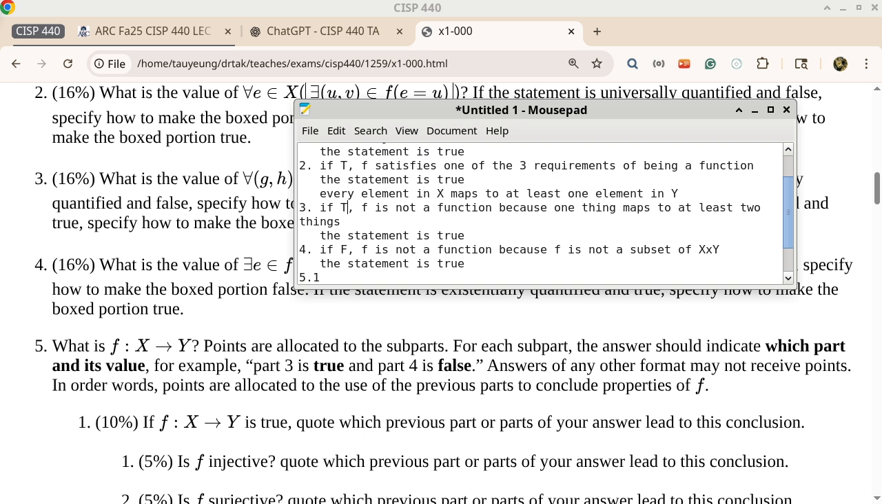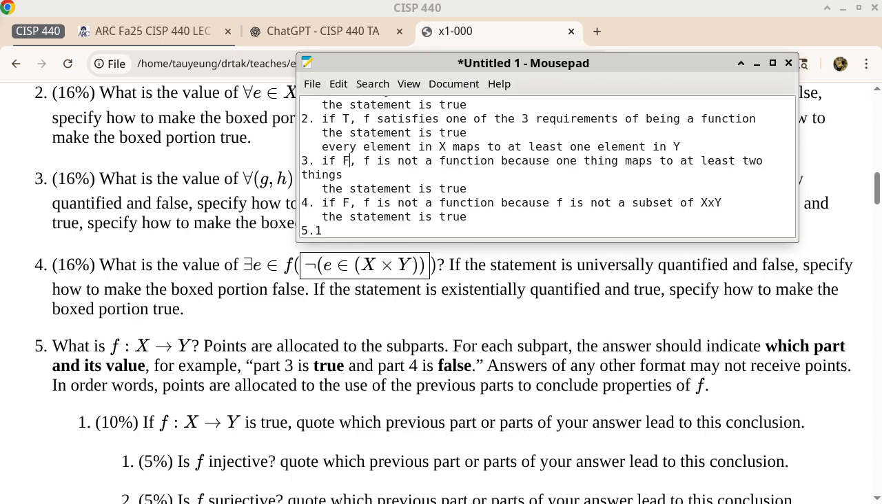Oh, number four. Wait. Okay, hold on. Okay, so for number four, the answer is false. Oh, okay, yeah. If it is true, then f is not a function. You're correct. Yep. The statement is false.